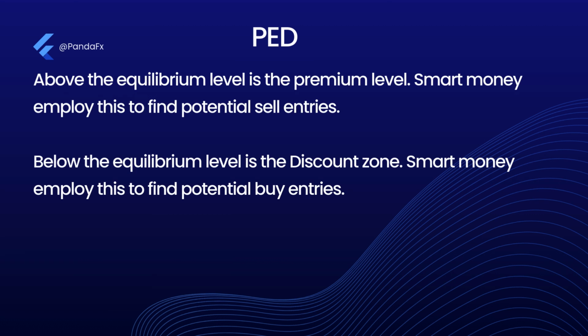Then below the equilibrium level is the discount zone. Smart money employs it to find potential buy entries. So below the equilibrium level, we have the discount zone, where we expect that within this price leg, the price of an asset is undervalued. So if we are in an uptrend and then we retrace to the discount zone, smart money will employ this in finding potential buy entries.